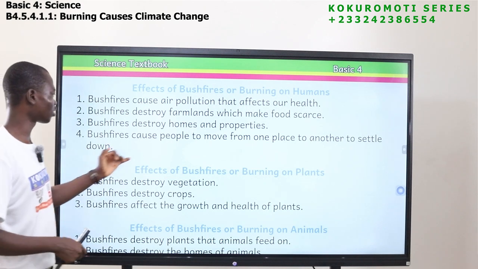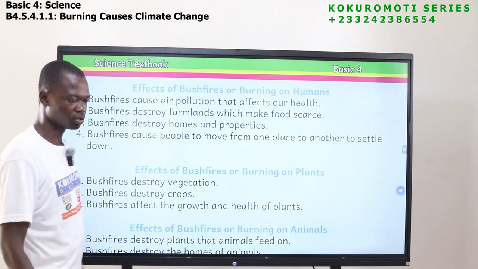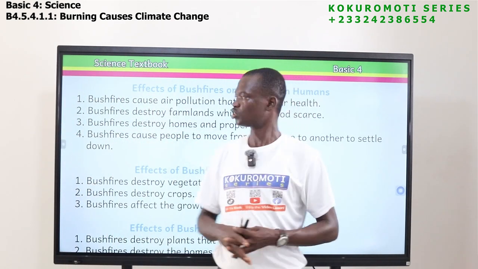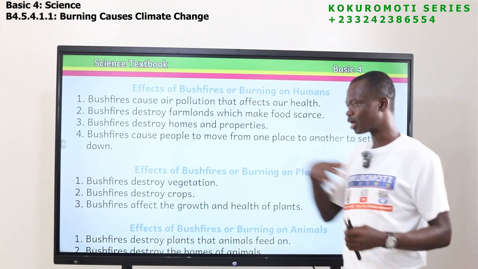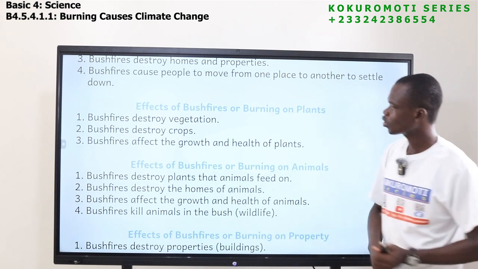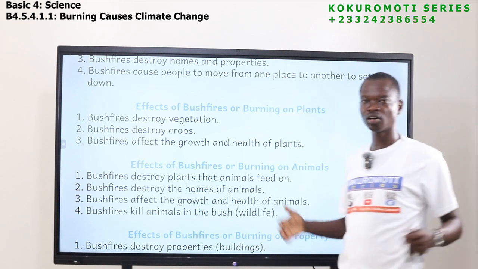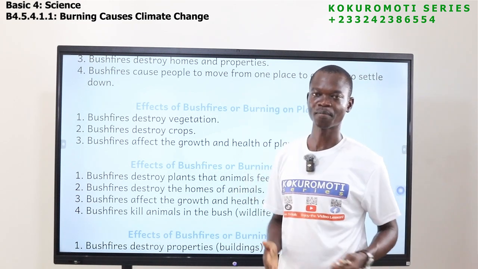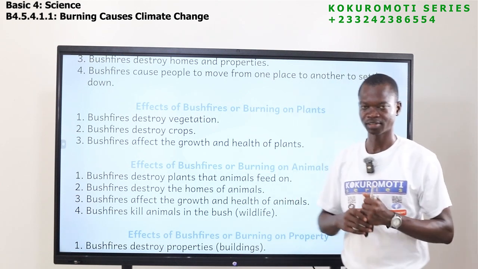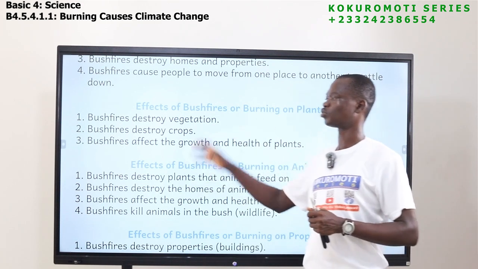The next one is that bushfire cause people to move from one place to another to settle. So people move from one place to another place because of bushfire. Okay, so these are the effects of bushfire on human beings. Now let's look at effects of bushfire on plants. One, bushfire destroy vegetation. So if there is bushfire, all plants will die. If not all, most of them will die. The few ones will be able to survive, but most of them will die.